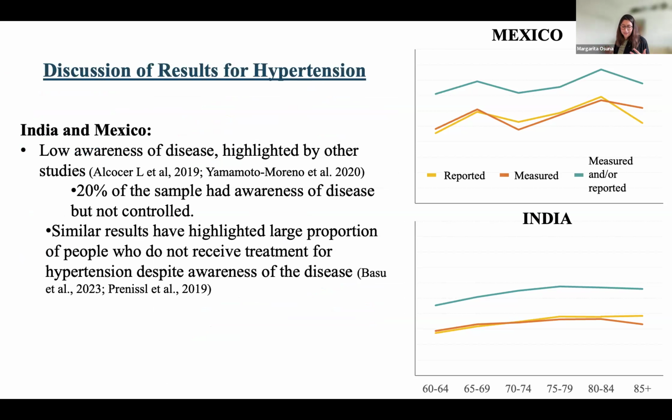So, when we were discussing what these graphs mean and what these results can tell us, we went back to the literature to check. It looks like in India and Mexico there's a low awareness of disease. A lot of studies in both countries have highlighted that people don't know that they have the disease, and that even amongst those that do know, they're not receiving any treatment to control it. And in Mexico, these were the same results. So here I have a ton of references for India and for Mexico separately.